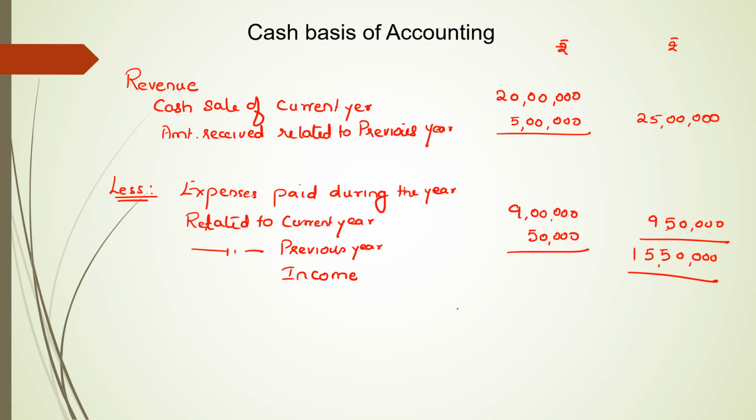I hope it is clear that when cash basis of accounting is taken, it is the received amount related to revenue, and when it is expenses, it is what is being paid during the year, which is the basis for computation of income. But here you can see that they are not considering whether it's related to current or previous year, whatever has been received and whatever has been paid is taken for the computation of income.